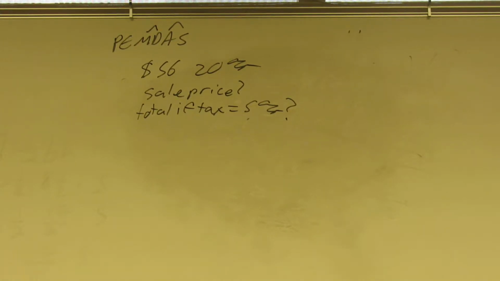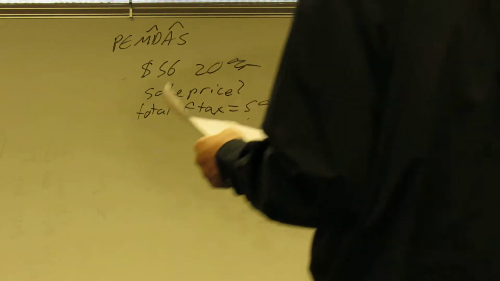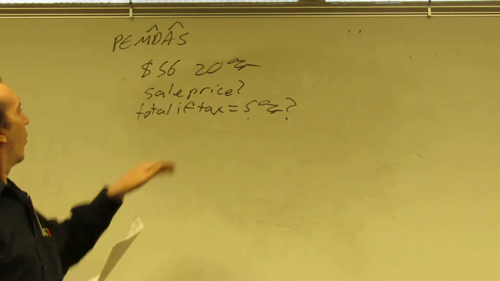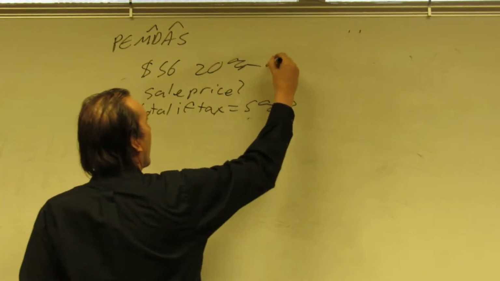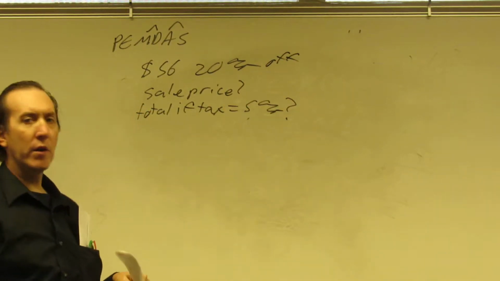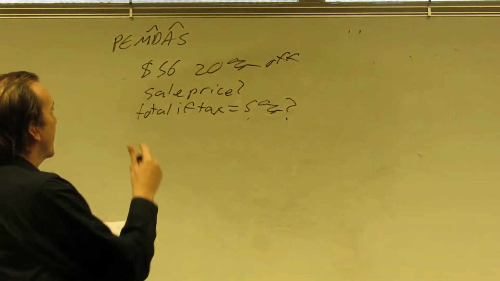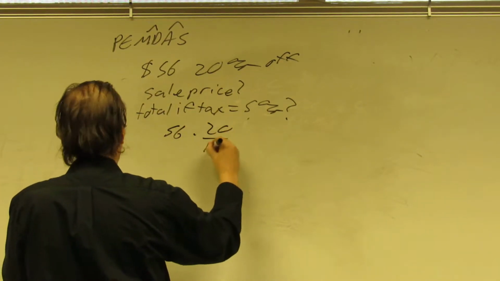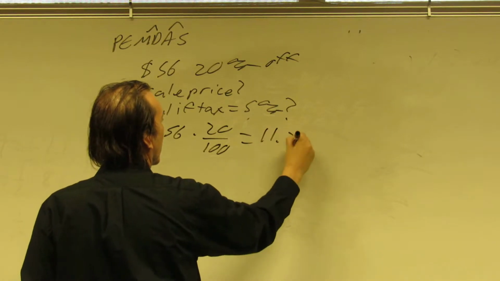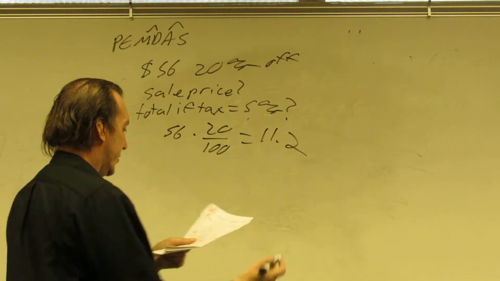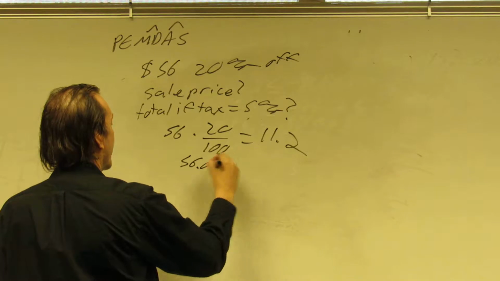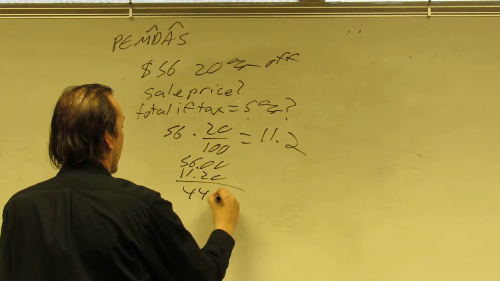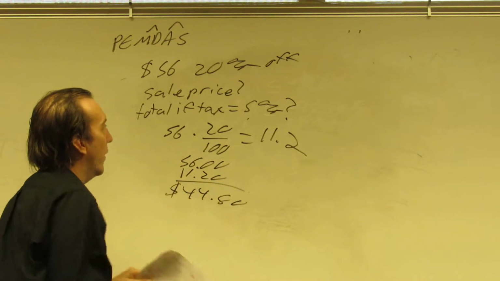For part 2 of the test, the question is going to say that something costs $56 and it's 20% off. What is the sale price? And what is the total if the tax is 5%? So the first thing we do, we have 56 times 20 over 100. That's going to equal 11.2. Then we're going to subtract $56 minus 11.20. And we're going to get that the price is $44.80.